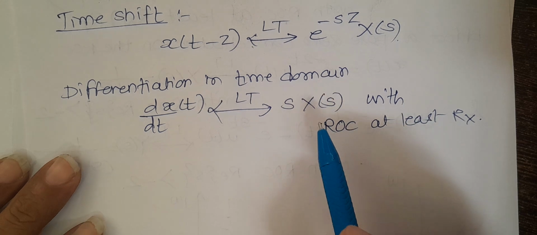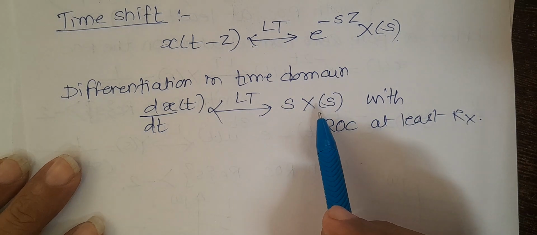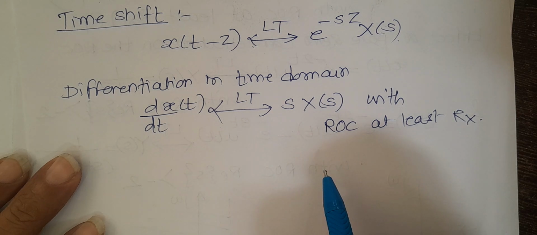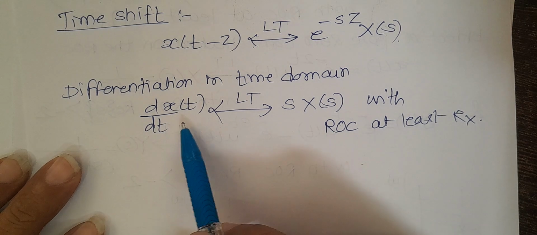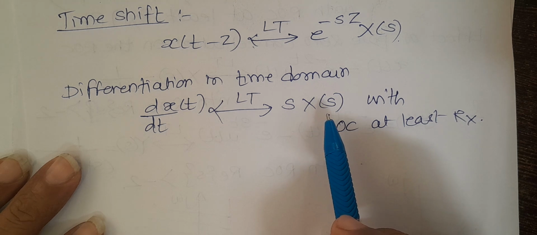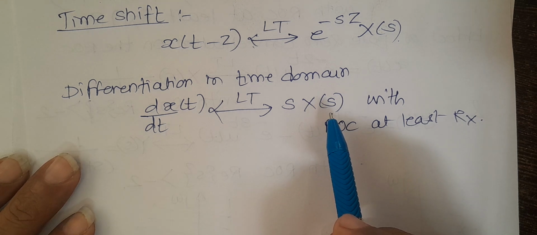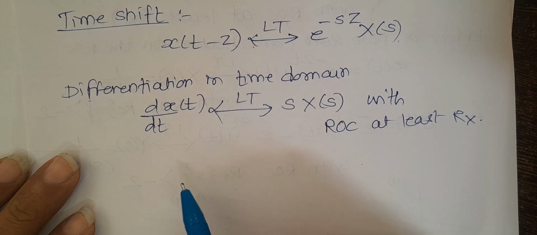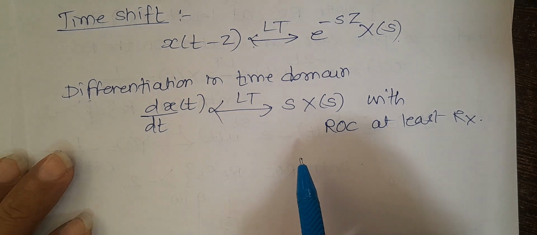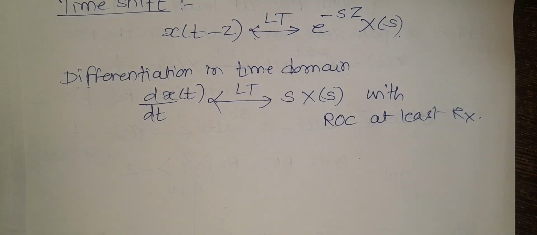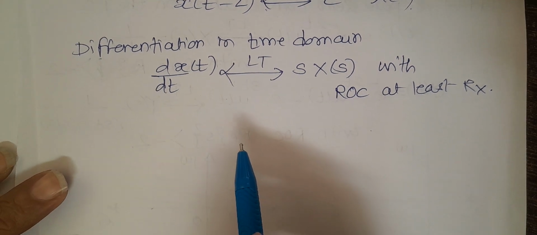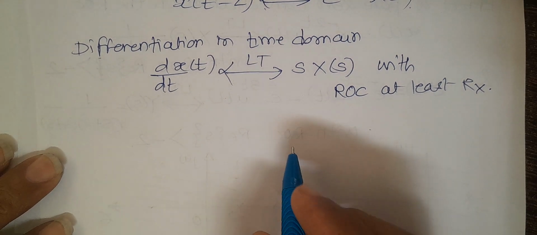The ROC associated with s times X(s) may be larger than R_x. If X(s) has a single pole at s equal to 0 on the ROC boundary, then the multiplication by s, corresponding to differentiation, cancels the pole and therefore eliminates the DC component in x(t). So this is the differentiation property. Now we'll use the bilateral time shift and differentiation property.